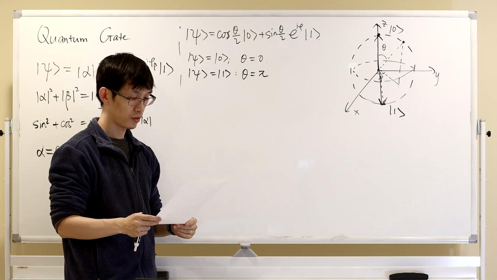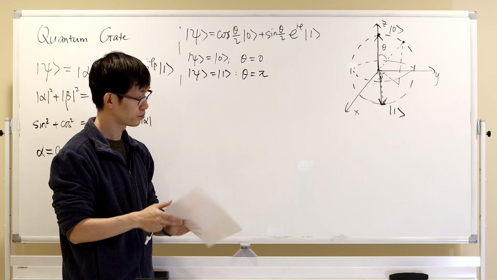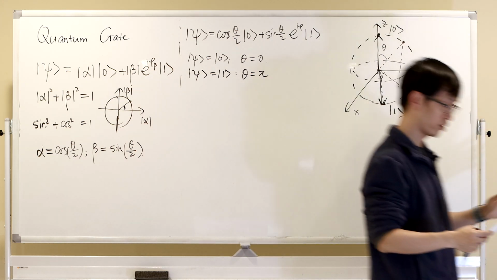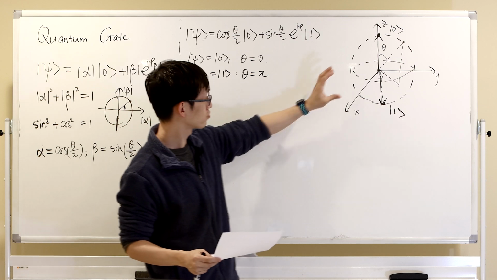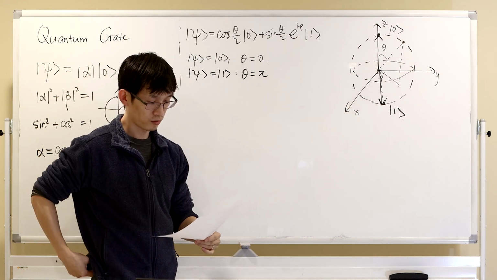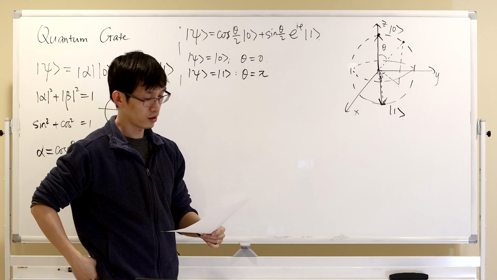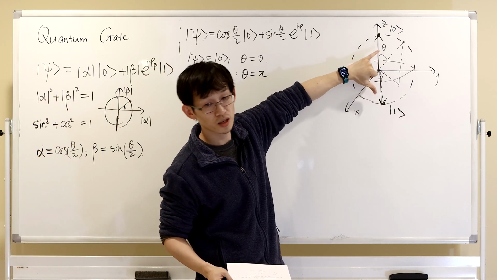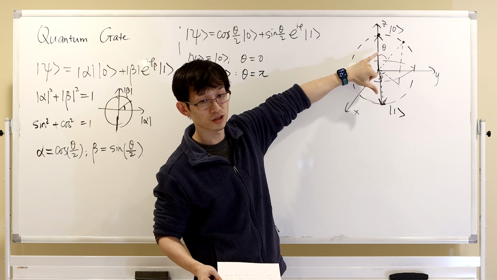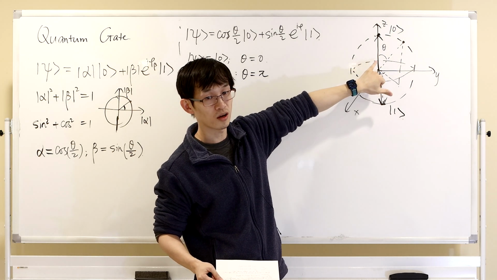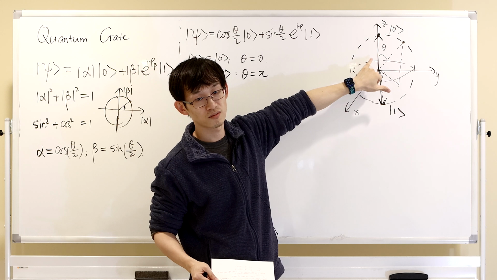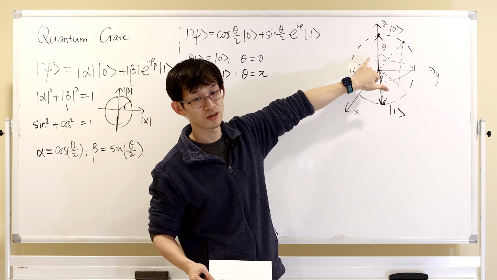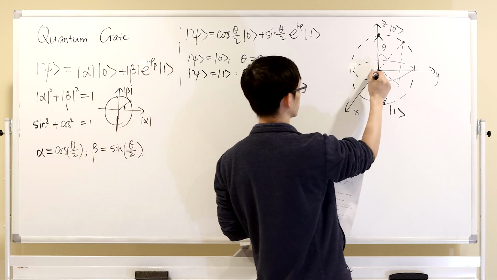Okay, then we can move on to the next thing that's related to the Bloch sphere. We know that qubits pointing towards opposite directions are orthogonal to each other, and you can see from the Bloch sphere that there are numerous sets of orthogonal states. For example, I can point it towards this way.